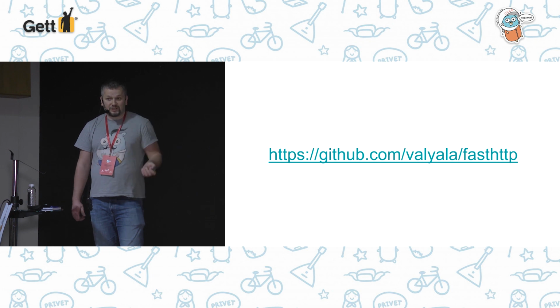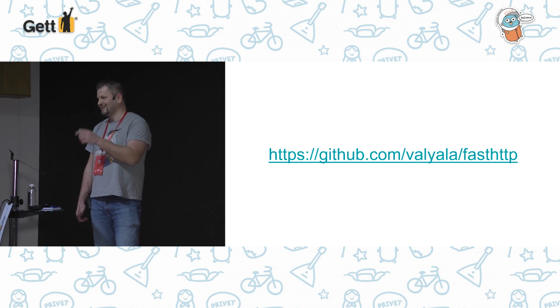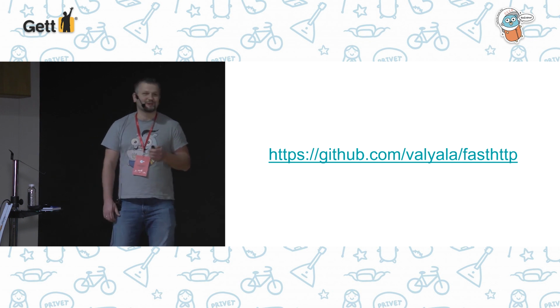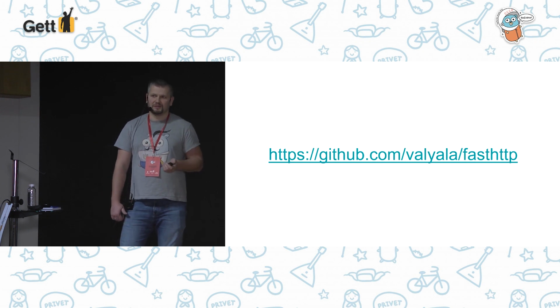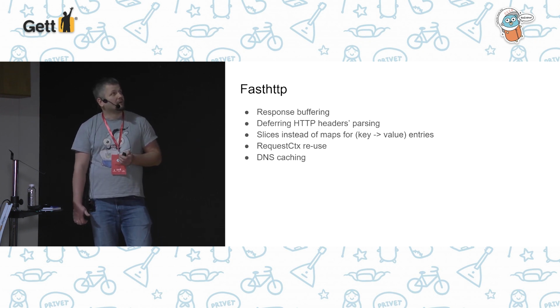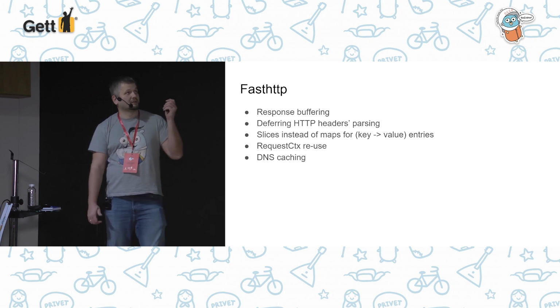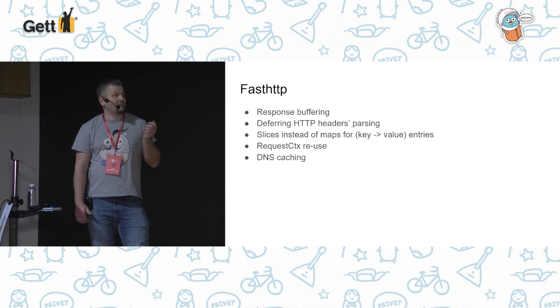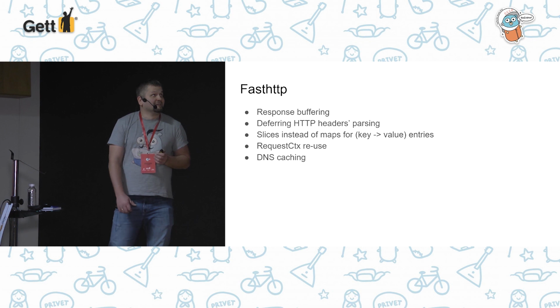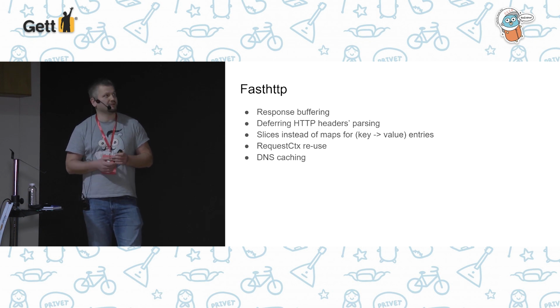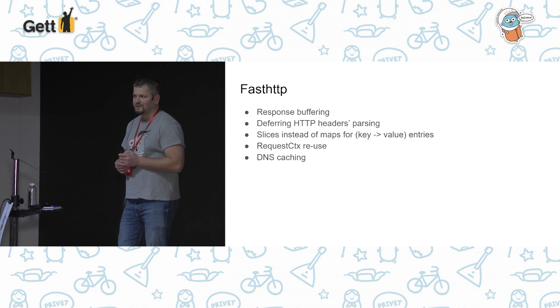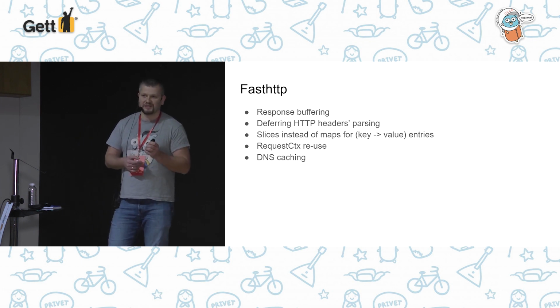Let's start with FastHTTP. So FastHTTP, if you don't know what that is, raise your hand. Okay, so I don't have to explain to you what that is. All right. Tell the uninitiated later what that is. So anyway, this is the extension of the standard net HTTP package, but one that's optimized for performance. FastHTTP handles response buffering, different HTTP headers parsing, using slices instead of maps for key-to-value entries, request CTX reuse, and the DNS caching.